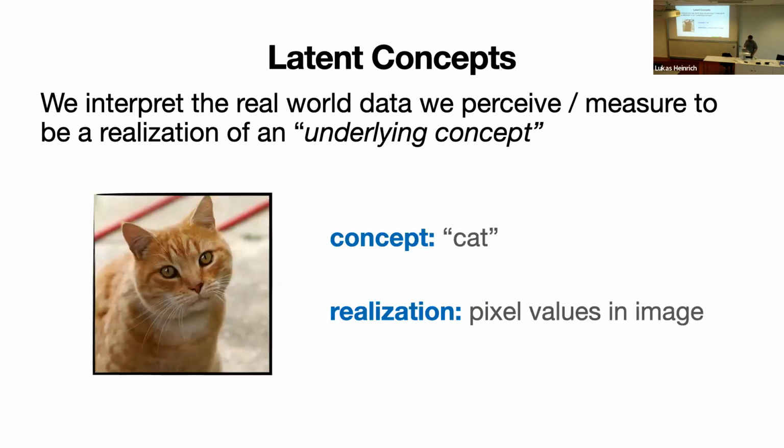Here's an example. A concept, like a cat, is part of a larger class of concepts called animals. The realization of this concept in this particular case was this image, which is just pixel values. A given cat might generate some pixel values, and the pixel values are things that we actually observe. Our goal is to go backwards, from pixel values to the concept in some shape or form.